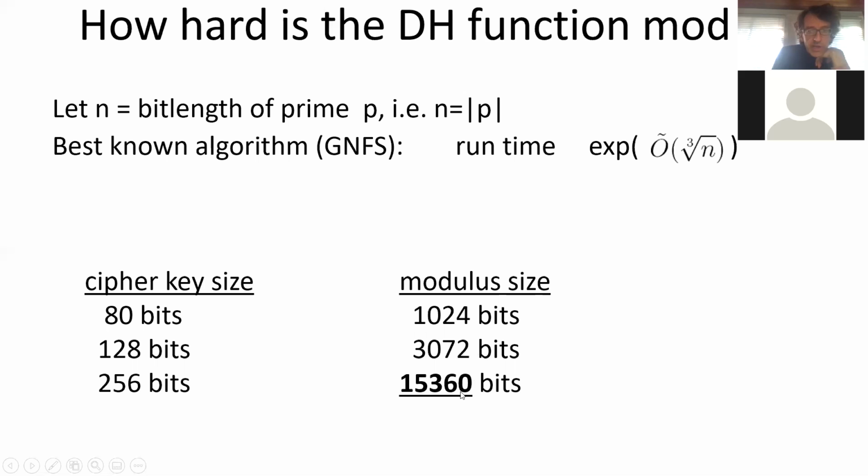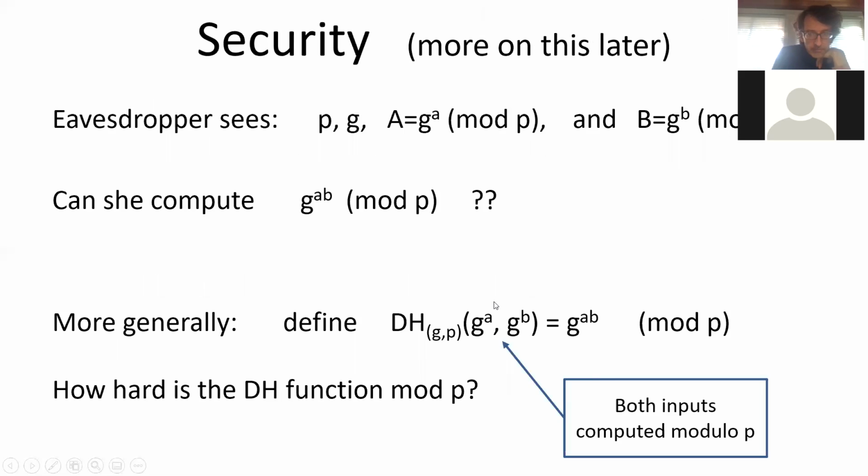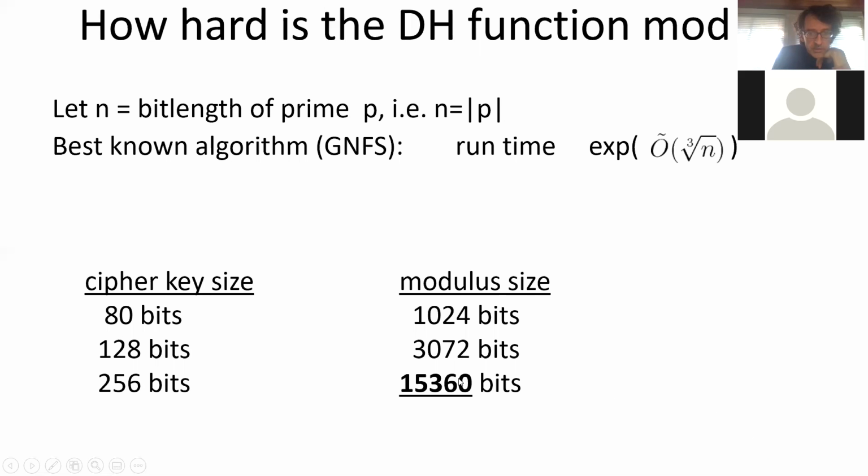So a factor of 5 increase in bandwidth means 5 to the power 2.7 increase in computational time. Anyway, it doesn't scale that great.